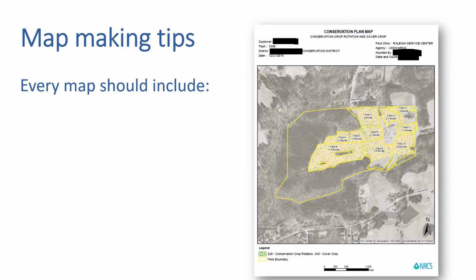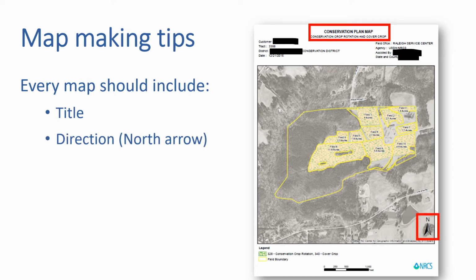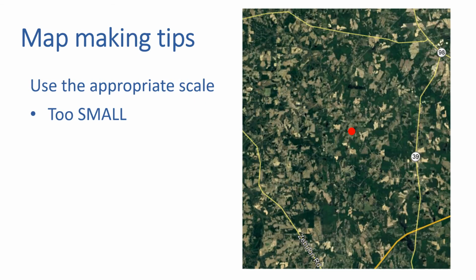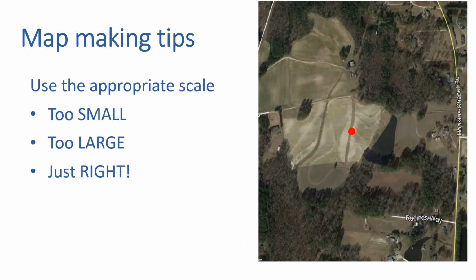And now on to some map making tips. Every map should include a title, a direction or north arrow, a legend, and a scale. It is also important to use the appropriate scale when doing maps. This map here, the scale is too small. This one is too large. And this one is just right. It allows us to see the site location with identifying factors such as roads, as well as the BMP location properly, and have the ability to match it with the map and the MAPIT location in CS Squared.